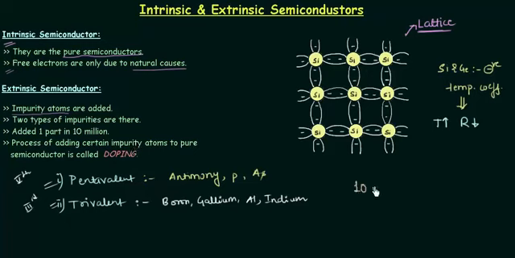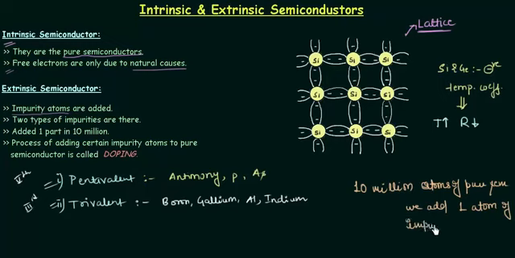In 10 million atoms of pure semiconductor, we add 1 atom of impurity, or 1 impurity atom. This is very important. And the next thing that you should keep in your mind is that the addition of these impurity atoms will totally change the electrical properties of the intrinsic or pure semiconductor material.